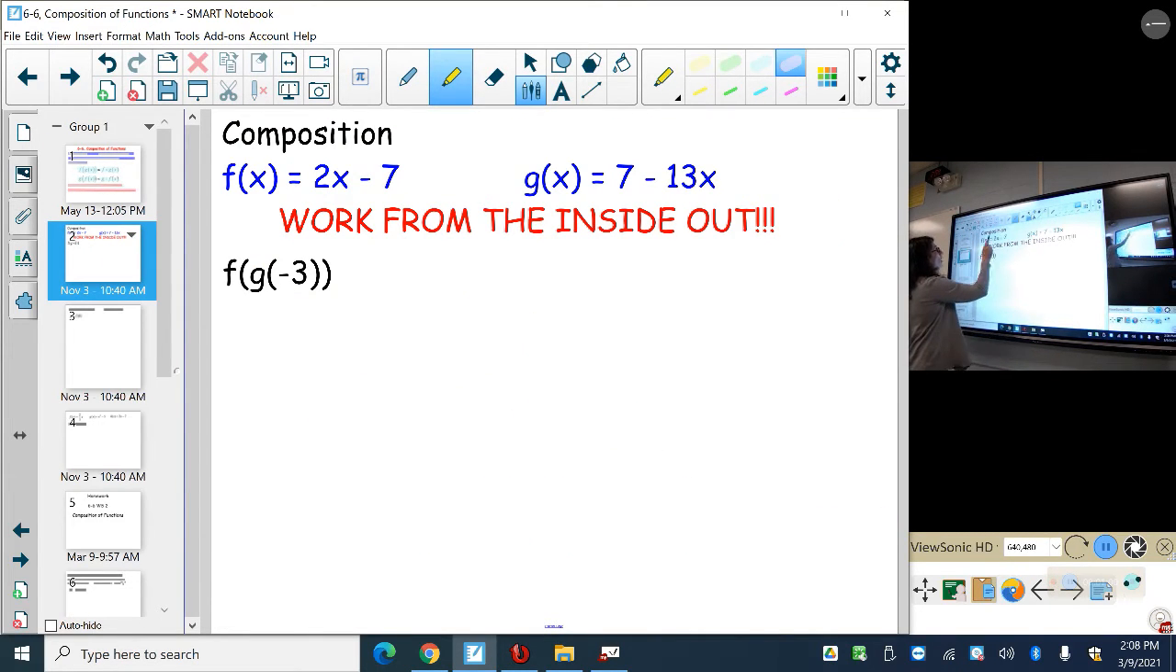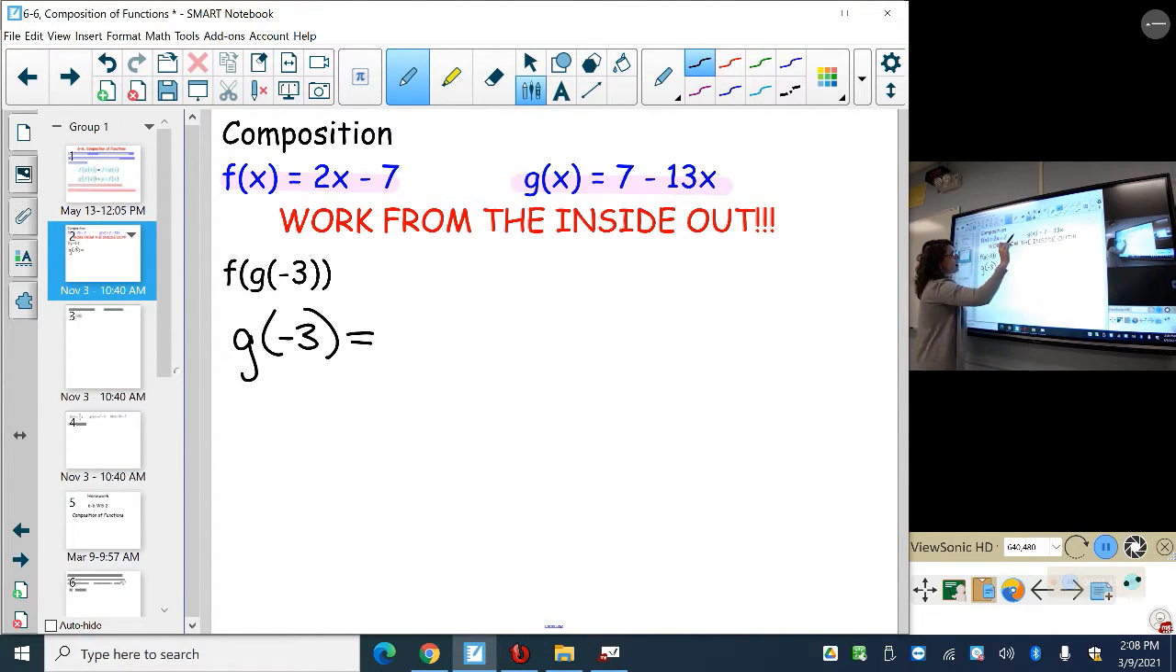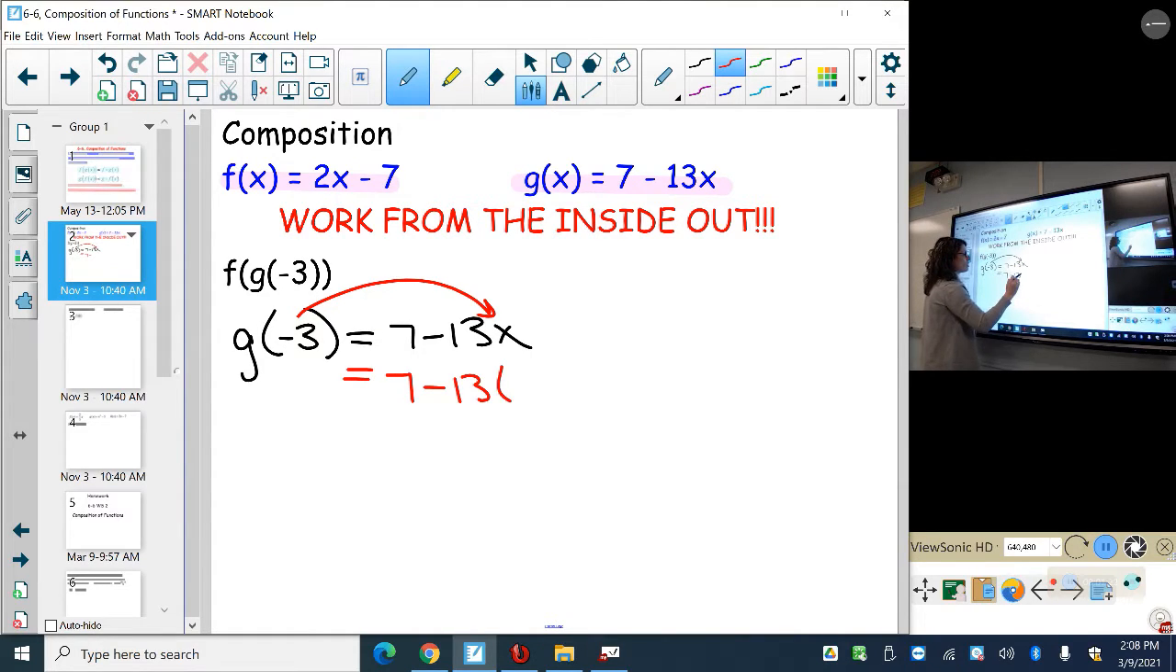So here I go. I give you these two functions, f of x and g of x, and I want you to work from the inside out, and I want you to do f of g of negative 3. What does this mean? This means that you are going to be taking g at negative 3. What is g defined to be? 7 minus 13x. Every place you see an x, you're going to plug in the number negative 3. So that's 7 minus 13 times negative 3. So that's 7 plus 39. 7 plus 39 is going to be 46.